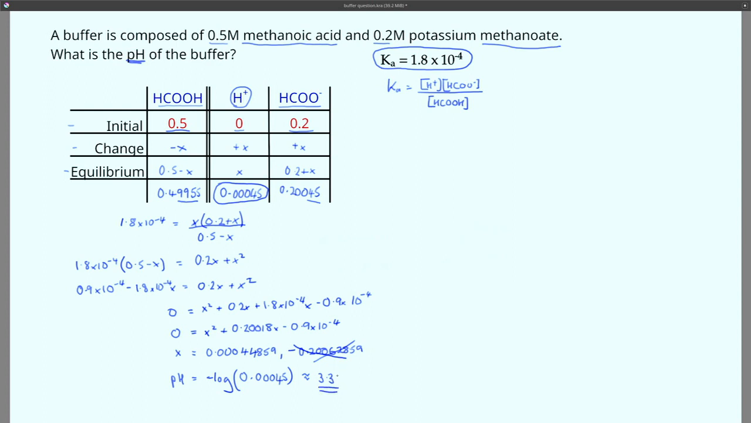Right, is it worth giving any more decimal places than this? The answer is no, for two reasons. The first is, if we look at the initial question, we've only got 0.5, one decimal place here and one decimal place here. In fact, one significant figure for both of these. So the answer cannot be too precise. In fact, this is probably too precise for the information we've got.